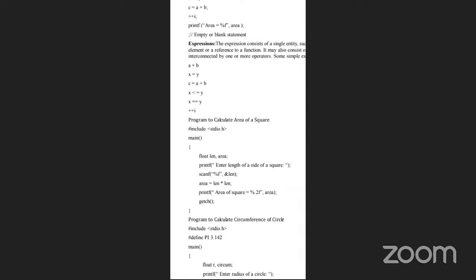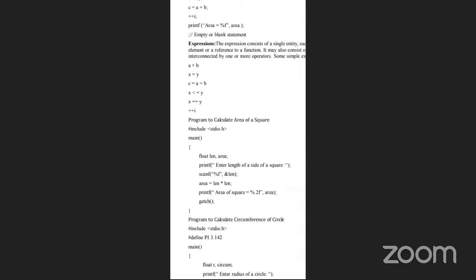Here, float length, area, semicolon. If you put a semicolon, that ends the statement, that line. And come to the next. Printf: in brackets, double quote, enter length of side of square, double quote, close, semicolon. Next, scanf, bracket start, double quote, percent f, comma, and len.